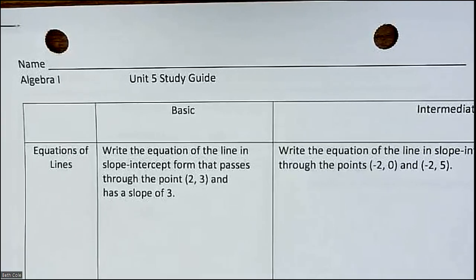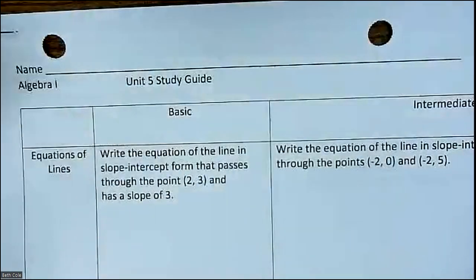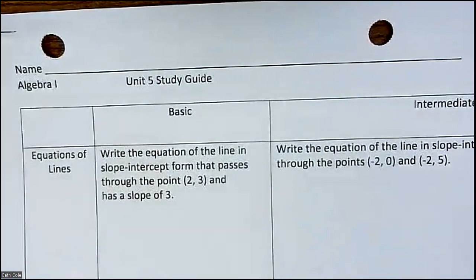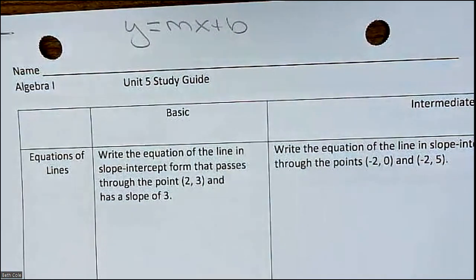Now, the first couple of questions on the test are the same as they were on the quiz, which are your formulas. So your slope-intercept form is the one that involves the y-intercept. Which one is that? Y equals mx plus b, because b is the y-intercept. Now what's the other one, the point-slope form?